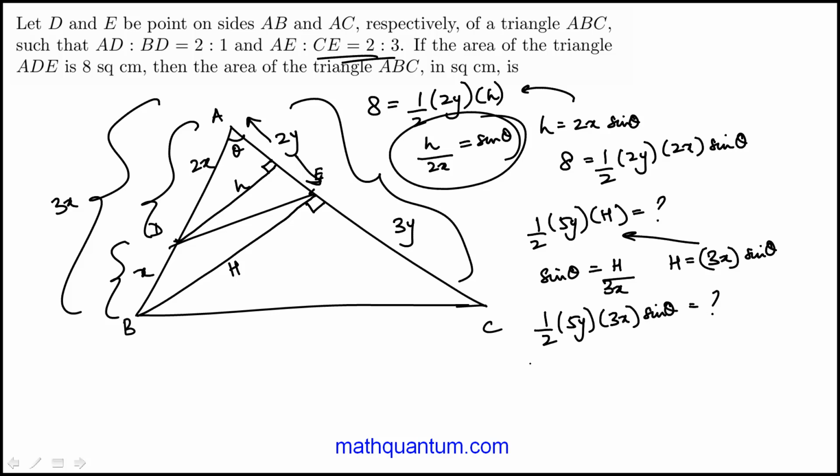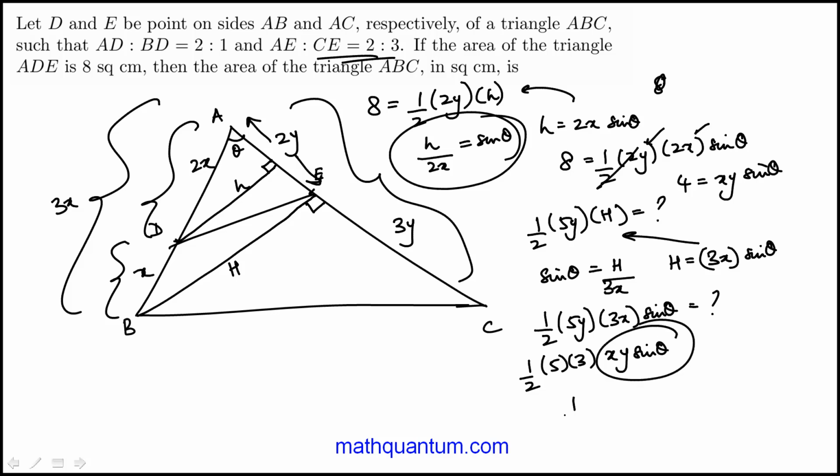So I'll combine the unknowns here. 5, 3xy sine theta. And I can figure out xy sine theta here. This drops out. And if I divide by 2, I get 4 is xy sine theta, which is this piece. So the area of the larger triangle would be that times 4. And that becomes 30. And that's the answer.